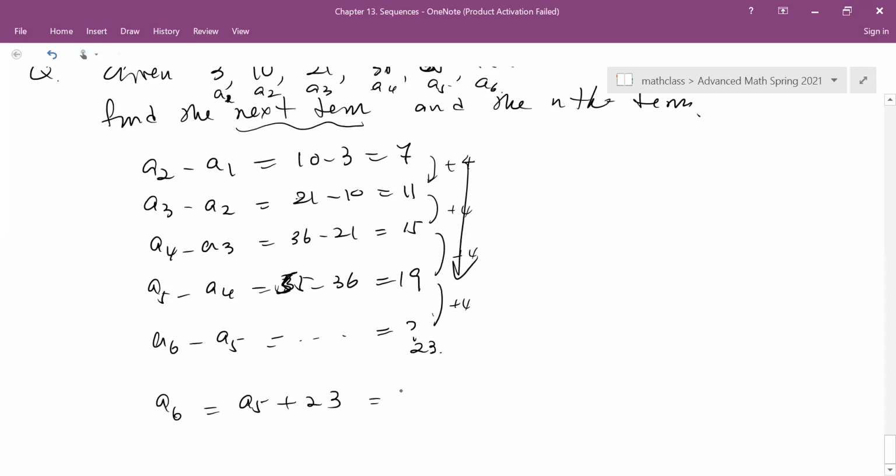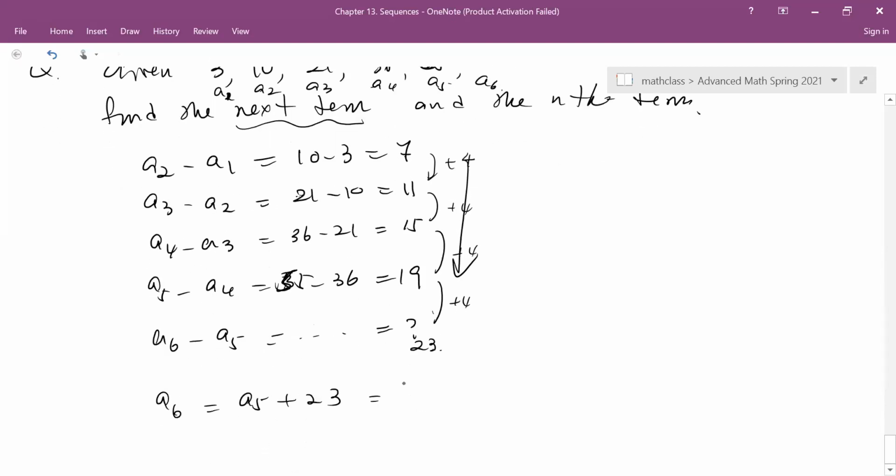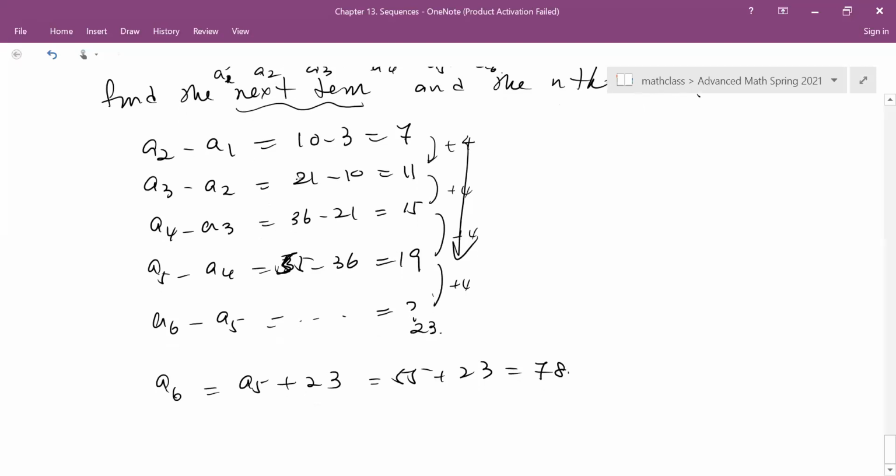Okay, then A6 is going to be A5 plus 23. And that is going to be 55 plus 23, 78. So A6 is going to be 78. Good. So the next term of the new sequence is 23, because this is an arithmetic sequence. Every time you increase by 4. Then the next term in the original sequence, which is A6, is going to be 78. Don't get confused.